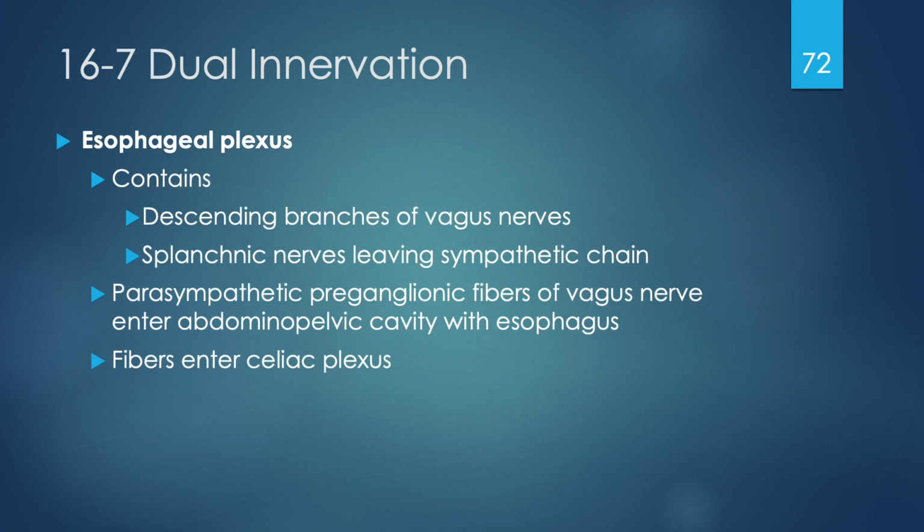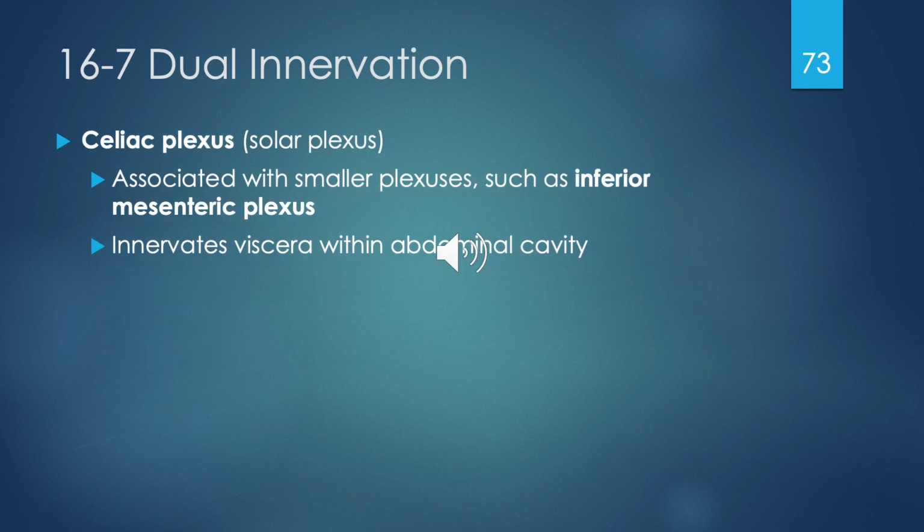The esophageal plexus is going to contain descending branches of the vagus nerve, our wanderer, cranial nerve number 10, and splanchnic nerves that are leaving the sympathetic chain. So this will include parasympathetic preganglionic fibers of the vagus nerve, and they will enter the abdominopelvic cavity with the esophagus. So these fibers also will enter the celiac plexus, which we'll discuss next. The celiac plexus, which is also known as the solar plexus, is associated with smaller plexuses, such as the inferior mesenteric plexus. And this is responsible for innervating viscera that is inside of our abdominal cavity.